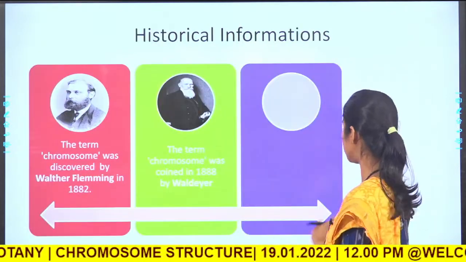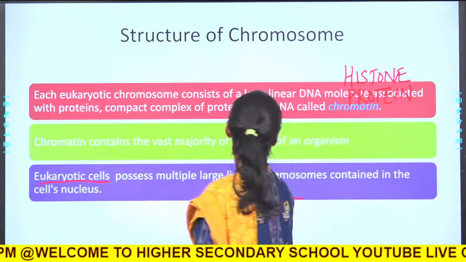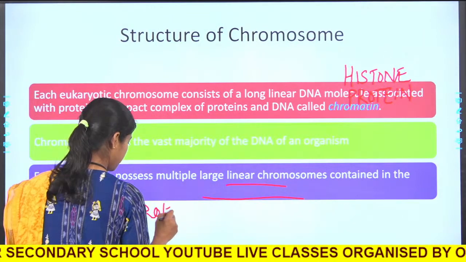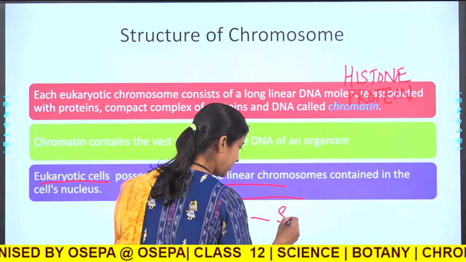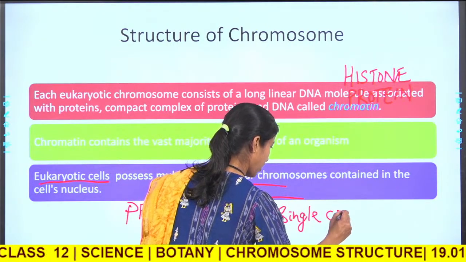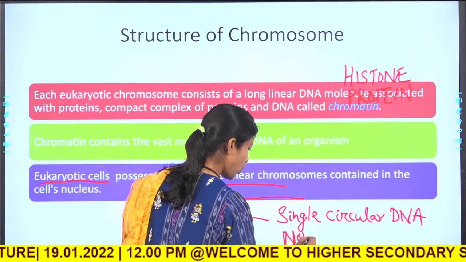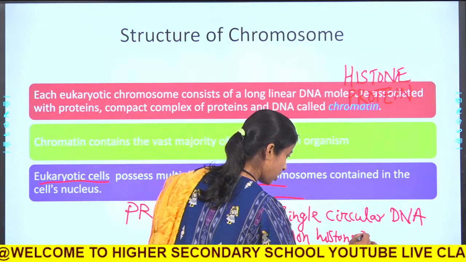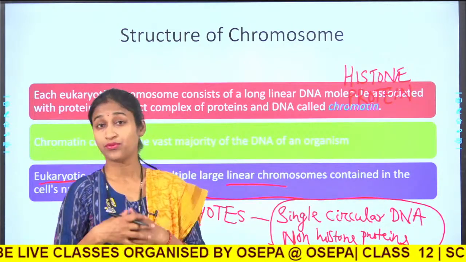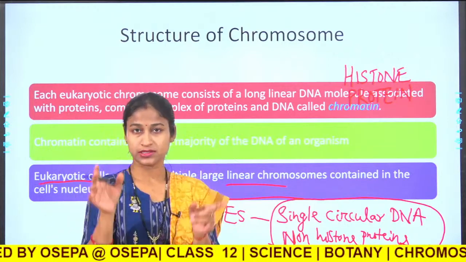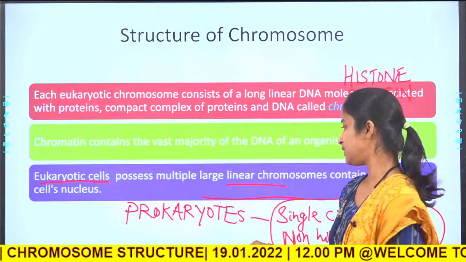In eukaryotic cells the chromosomes are linear, but prokaryotes have a single circular DNA combined with non-histone proteins. Here the histone proteins are not there, so there is a combination of DNA and non-histone proteins, and obviously these are not linear; rather this is a circular chromosome or circular DNA. This is not exactly a chromosome, but a DNA.